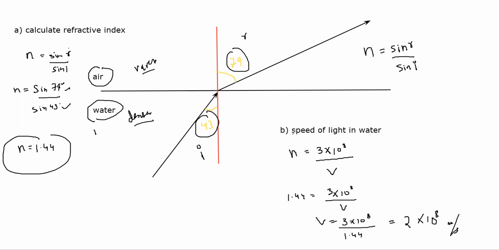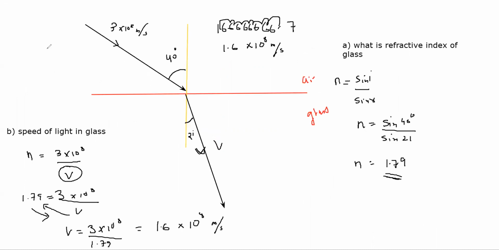Is it clear? In this case, it is moving from denser to rarer. But in the first example, it was moving from air to glass, so low density to high density, and the formula is sine angle I over sine angle R. The angle at which it strikes the medium is the angle of incidence. The angle at which it bends within the medium is called the angle of refraction.